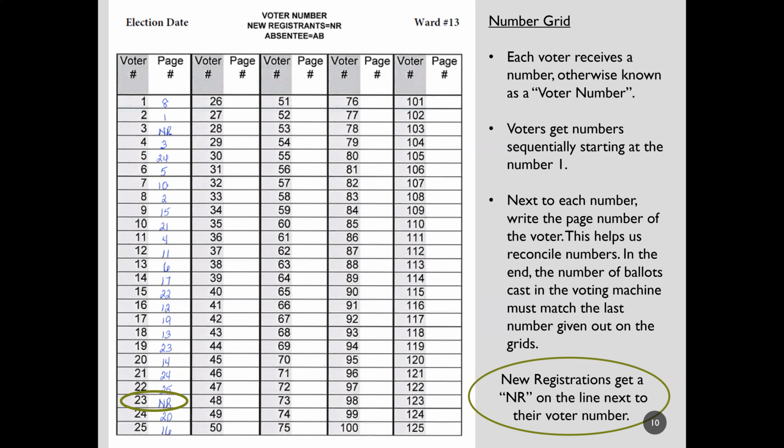In the end, the number of ballots cast in the voting machine must match the number given out on the number grids. Circled in green, you can see on the left-hand side, number 23 is a new registration. They get the initials NR next to the name or next to the voter number.